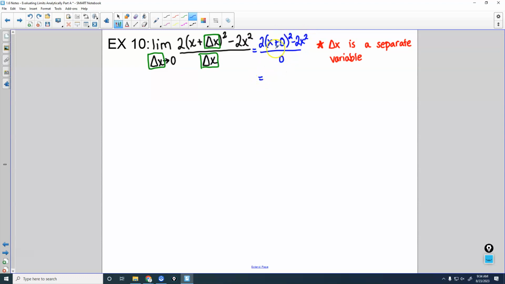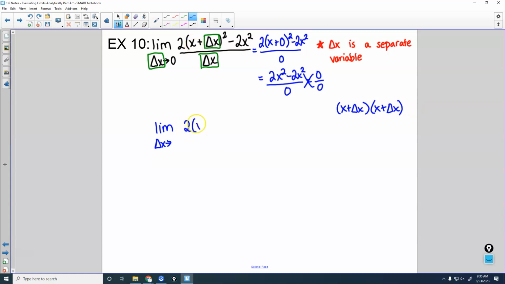And so that would give you 2x squared minus 2x squared over 0, which is 0 over 0. So that doesn't work, right? So what we want to do on this, on some of them we need to factor. On this one we actually need to multiply it back. We need to expand. So x plus delta x squared, I think you guys were pretty good last year about doing this part in your head, square, double square. If not, remember that's x plus delta x times x plus delta x, and you can do that over to the side if you need to, but I'm going to square, double square.